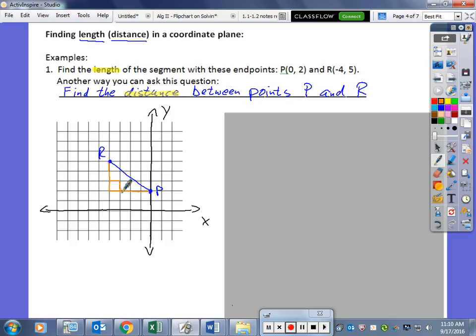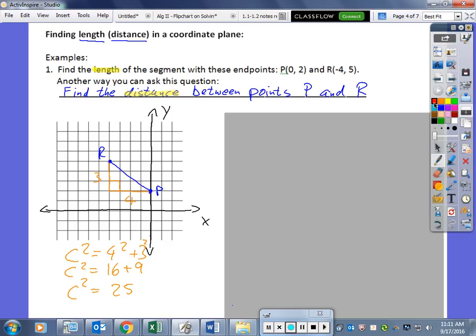And for right triangles like this, knowing the length of both legs, we can use our Pythagorean theorem to figure out the length of the hypotenuse. C squared is equal to 4 squared plus 3 squared. In other words, C squared is equal to 16 plus 9. C squared is equal to 25.